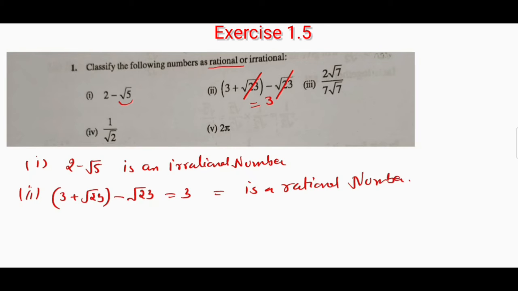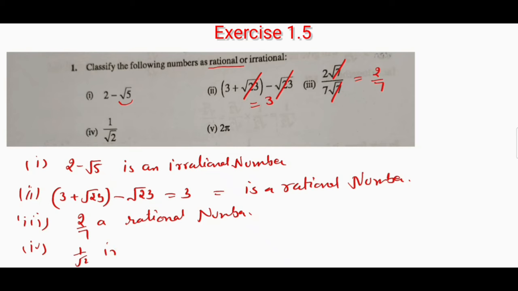Next we have 2 square root of 7 divided by 7 square root of 7. They will get cancelled. We are left with 2 by 7, and this is a rational number. And this, 1 divided by square root of 2, we know is an irrational number. And this fifth, 2 pi, we know pi is an irrational number. It means 2 pi is also an irrational number.